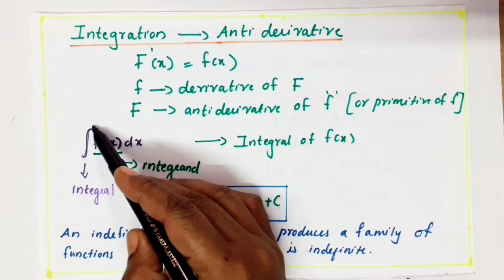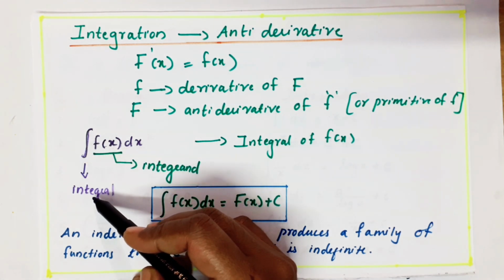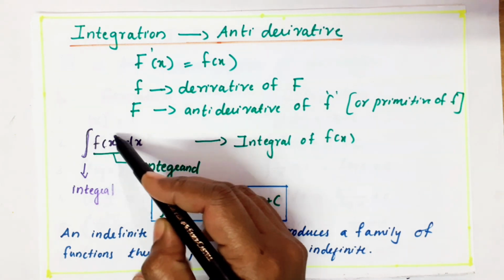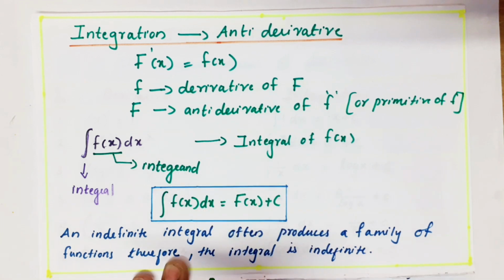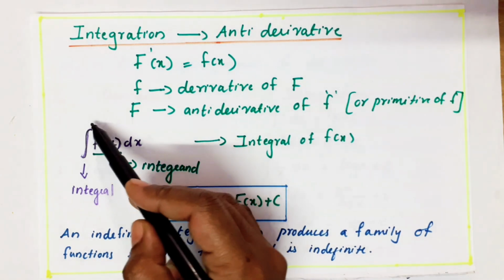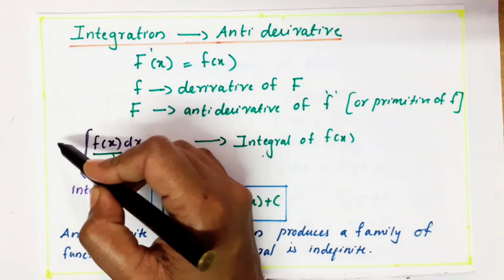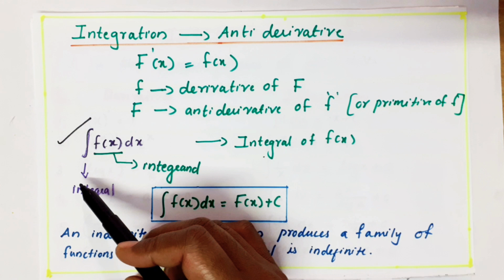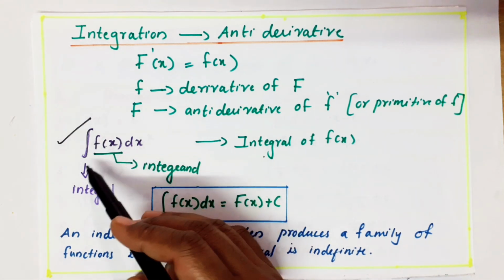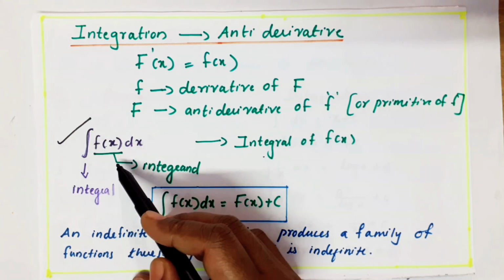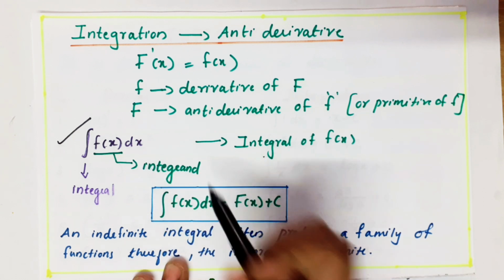What is the symbol? This symbol we call by the name integral, and f of x is called the integrand. How will you read this? Integral of f of x. Clear? How will we write it? Integral of f of x dx. Integral symbol f of x dx, right? So this is an example of indefinite integral.